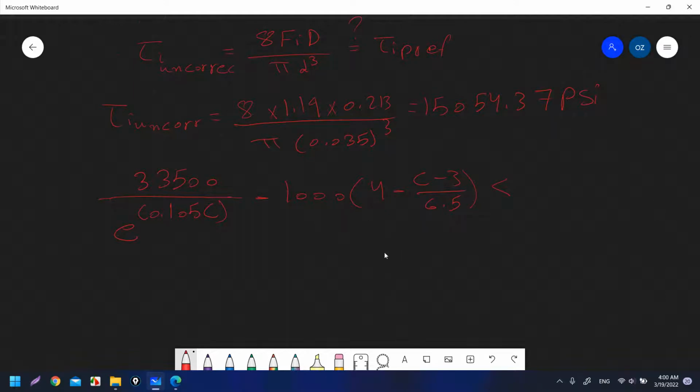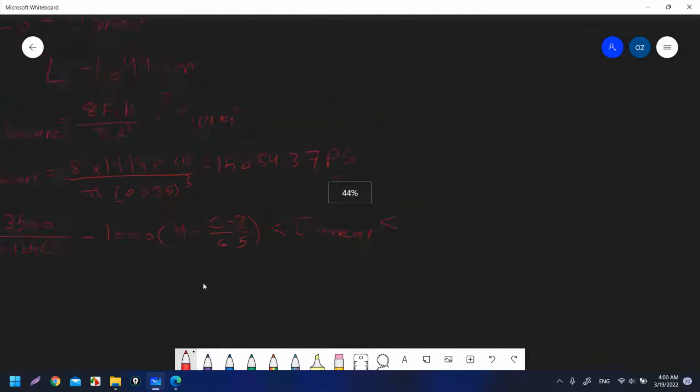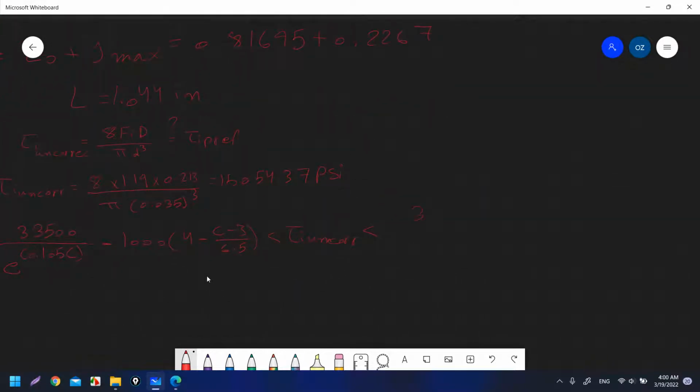And let's check whether my initial torsional shear stress, the uncorrected one, is between these two values or not. 33500, also the same value, but we will add plus here instead of the minus.